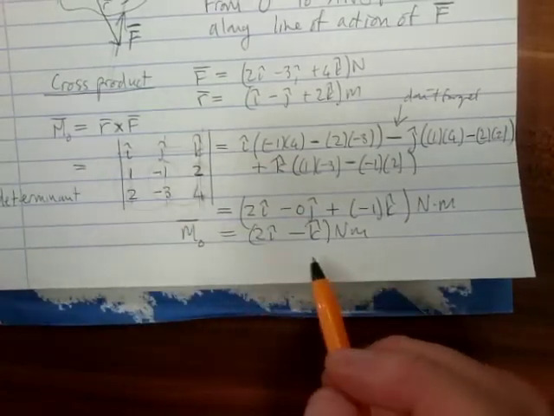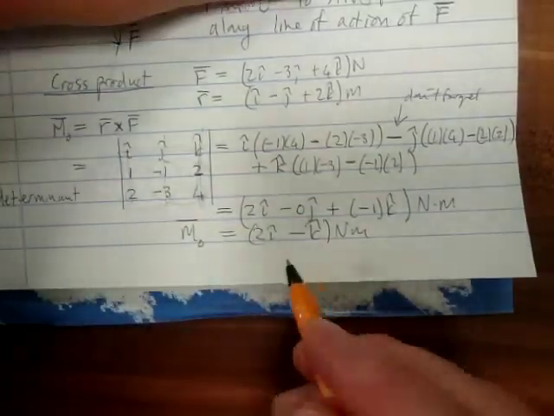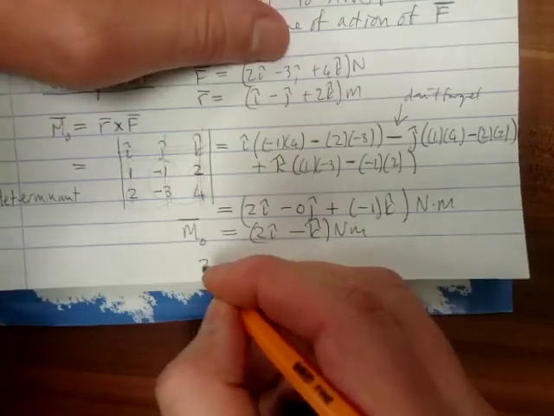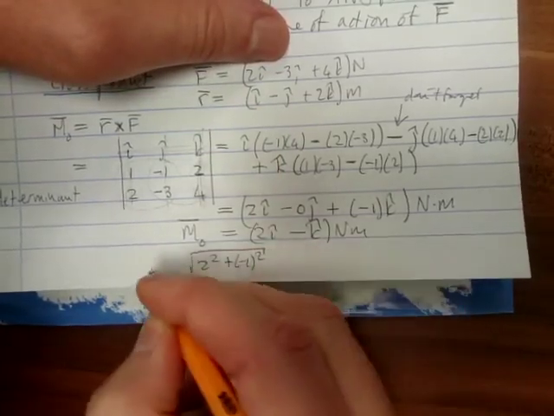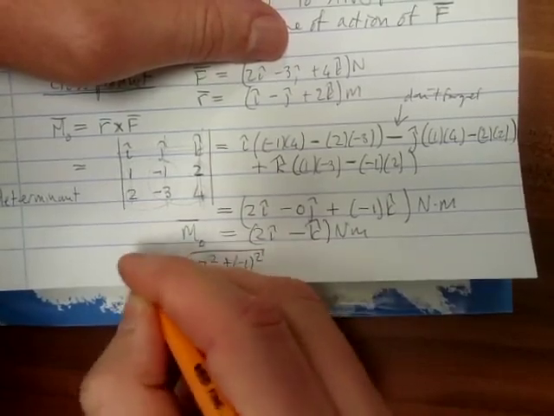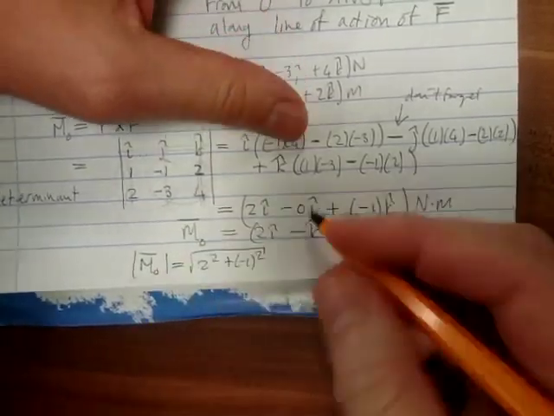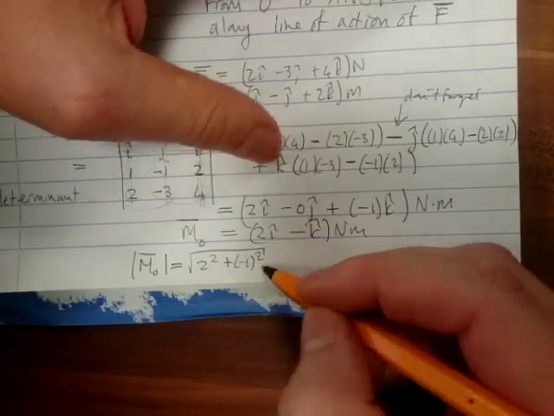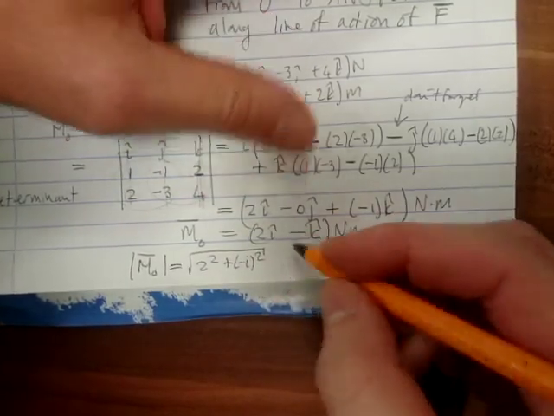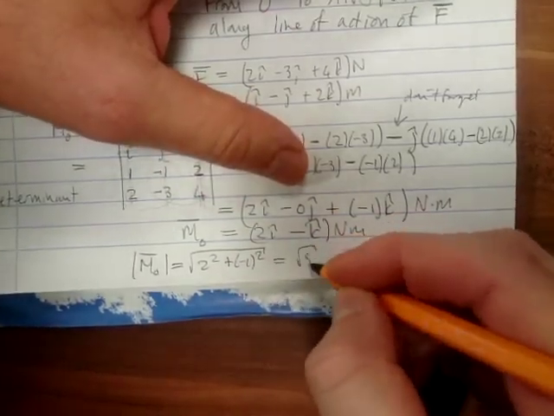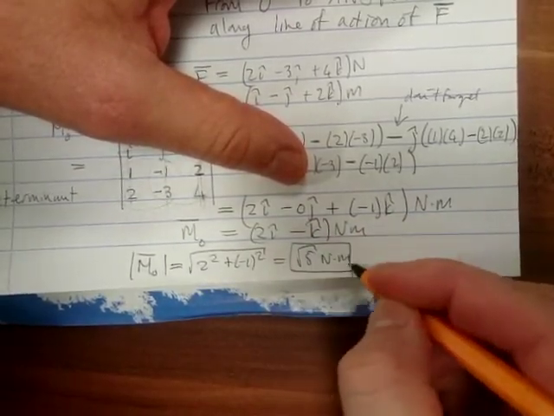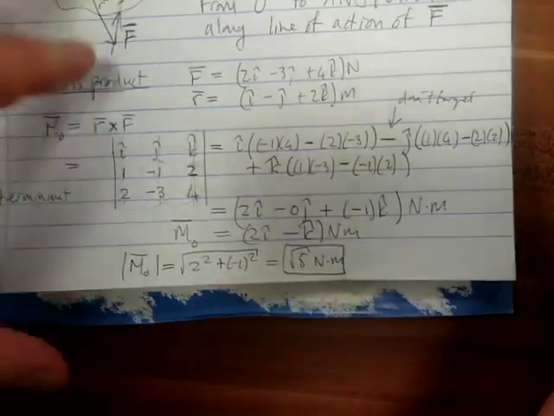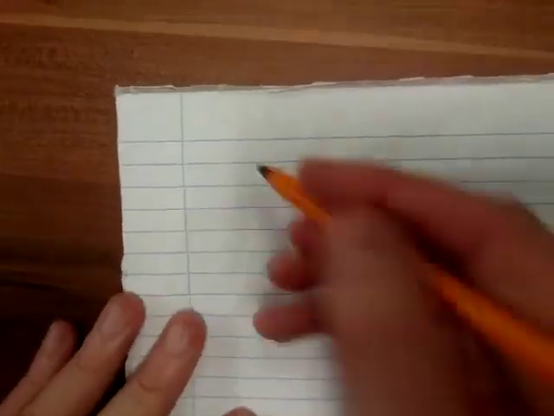So what is the magnitude of this moment? The magnitude will be the square root of 2 squared plus minus 1 squared. That is the magnitude of this moment. So it's going to be 4 plus 1, which is root 5. Okay? Root 5 Newton meter. So that is the magnitude. That's the size of my moment. Okay? But then, what is the direction?